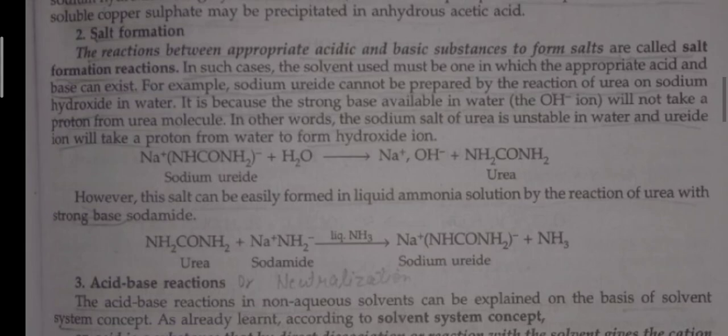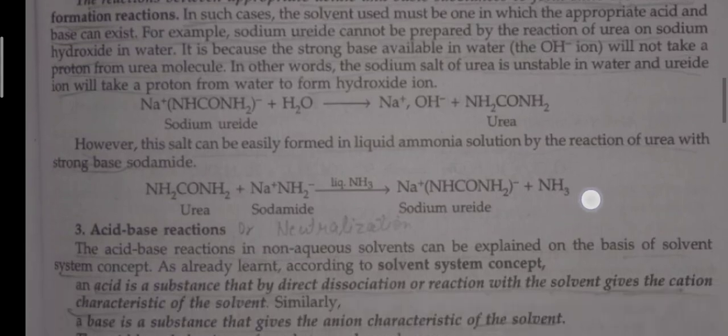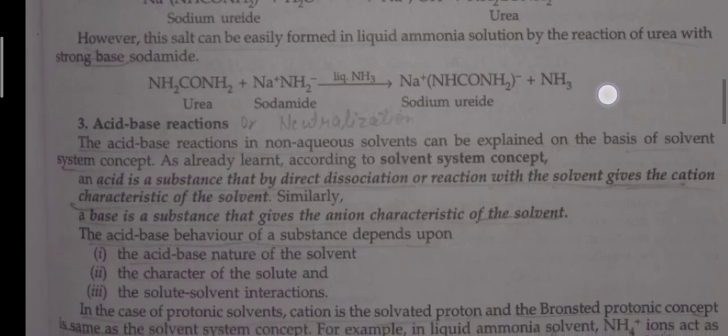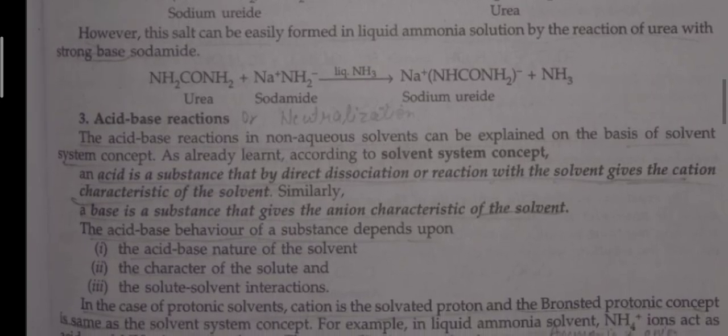In other words, the sodium salt of urea is unstable in water and urate will take a proton from water to form hydroxide ion. However, this salt can be easily formed in solution, that is liquid ammonia solution, by the reaction of urea with strong base sodamide.